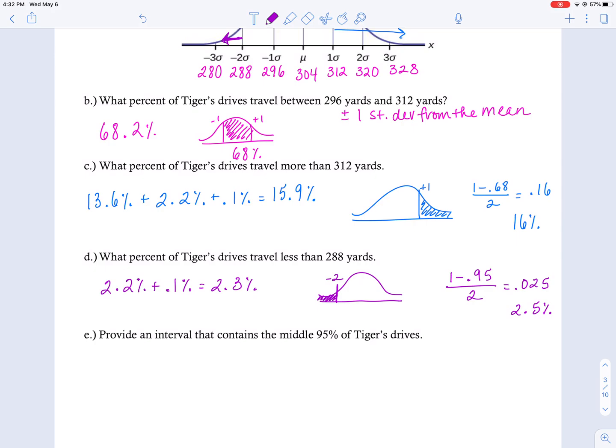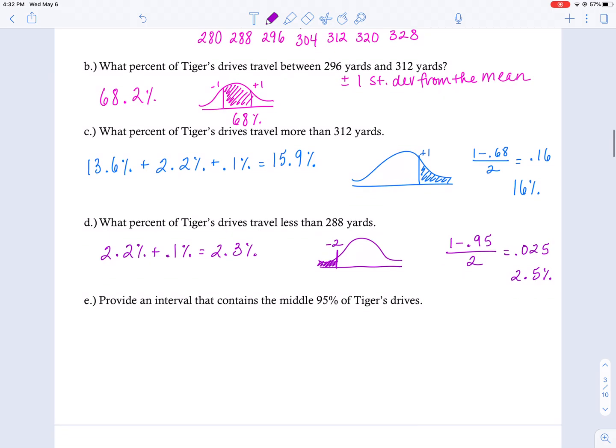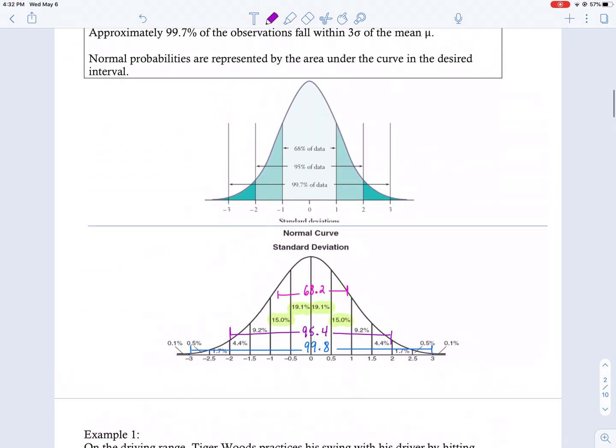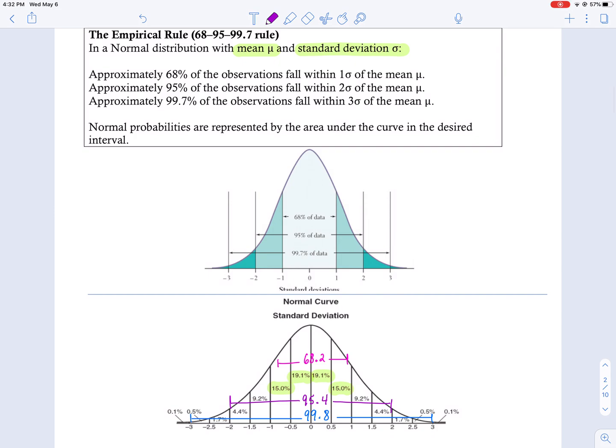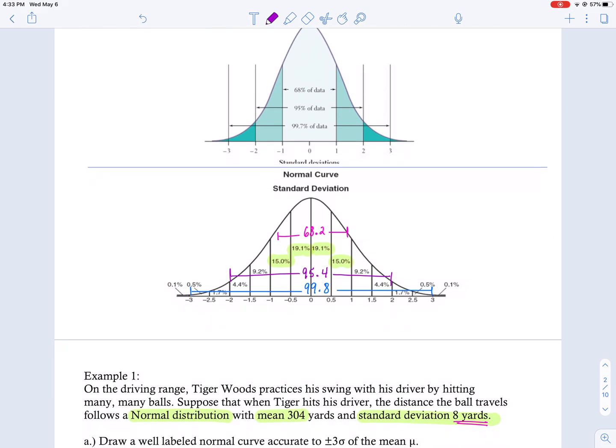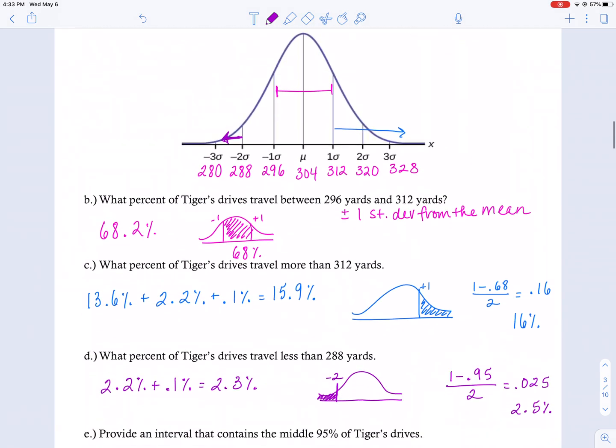Again, that 0.2% is just going to be rounding, because in your normal curve, when we're doing the empirical rule, which is just the 68, 95, 99.7, it's not calculating those tenths, that 0.2, that 0.4, that 0.8. Okay?